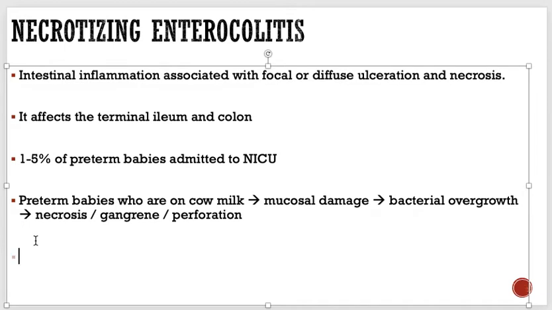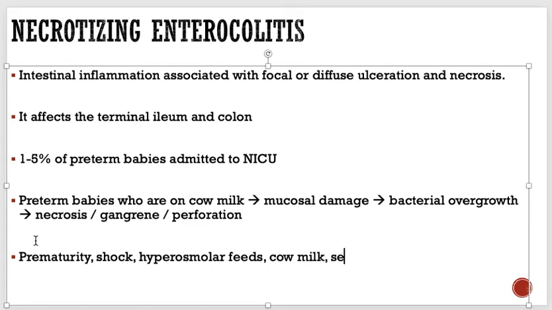We can add this point here. Risk factors are again prematurity, as well as babies who have undergone shock, because shock leads to less blood supply all over the body, especially the gut, which is affected in this case. Hyperosmolar feeds, as well as sepsis, are risk factors in these babies. Breast milk is protective, and cow milk is a risk factor.